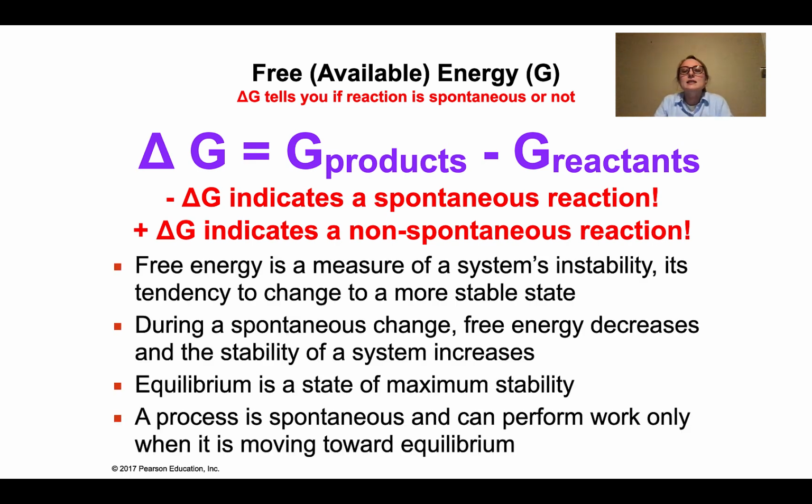Free energy is the measure of a system's instability, or its tendency to change to a more stable state. During a spontaneous change, free energy decreases and the stability of a system increases. Once we get to maximum stability, we are at equilibrium. Once we are at equilibrium, we can no longer perform work. A process or reaction can only perform work when it's moving towards equilibrium and is spontaneous.